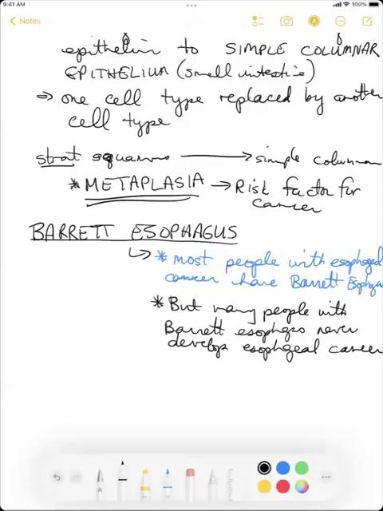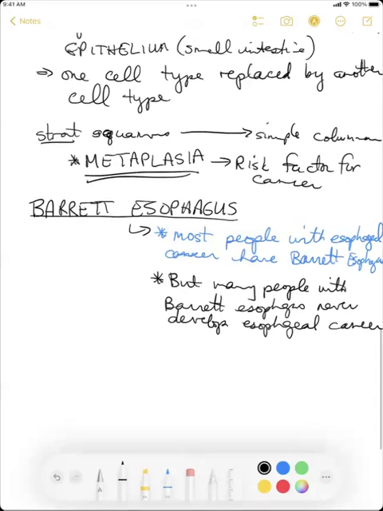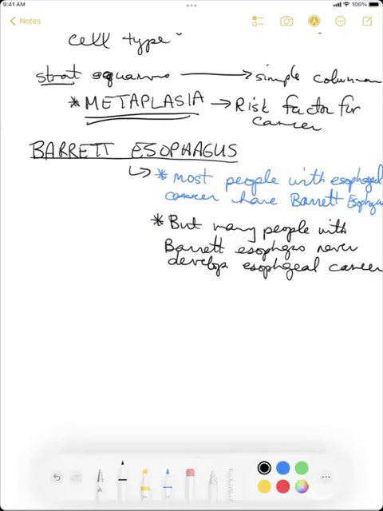And so what that means is that it is a risk. There's something about Barrett esophagus that causes some people to get esophageal cancer, but many people with it will just never go on to develop it. So we just say it's a risk factor for esophageal cancer. People who have Barrett esophagus, they are monitored. They will get endoscopies. They'll get cameras down their throat to make sure that there's no changes in the Barrett esophagus.